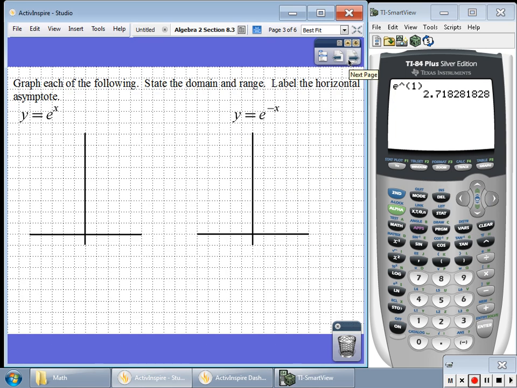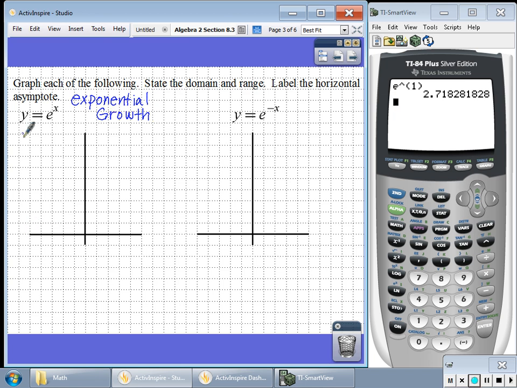Alright. Now, we're going to graph each of the following and state the domain and range. We're going to label any horizontal asymptotes we have. So we have y is equal to e to the x power. This is an exponential function. Remember, e is just a number. So this is an exponential growth function. We know basically what an exponential growth function is going to look like. It's going to start out here and then it's going to skyrocket.